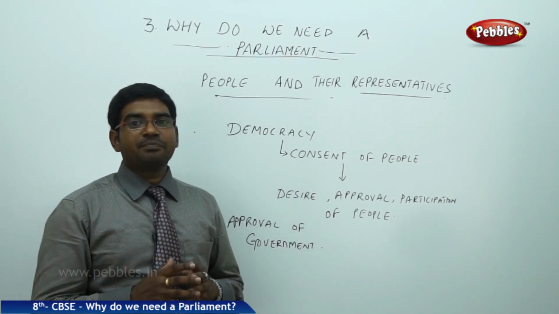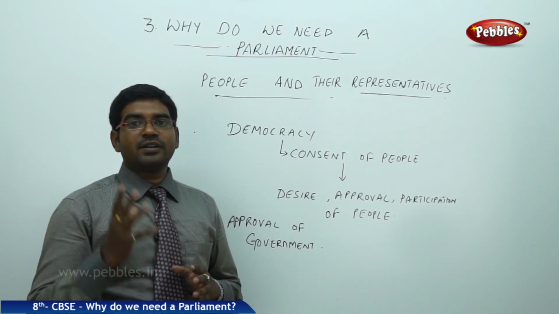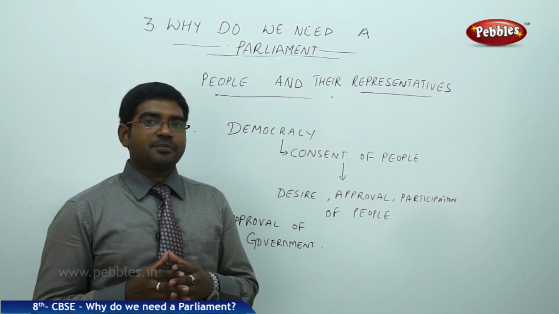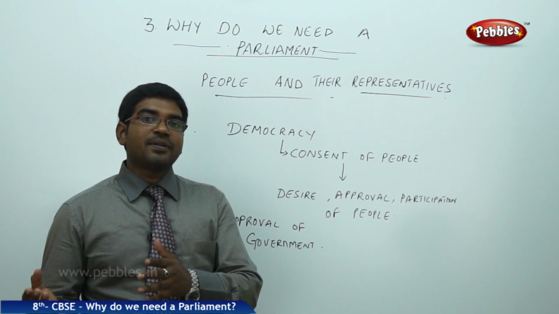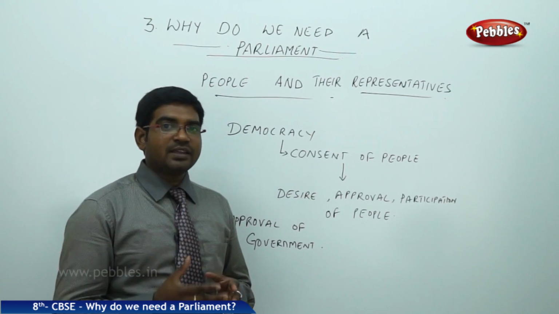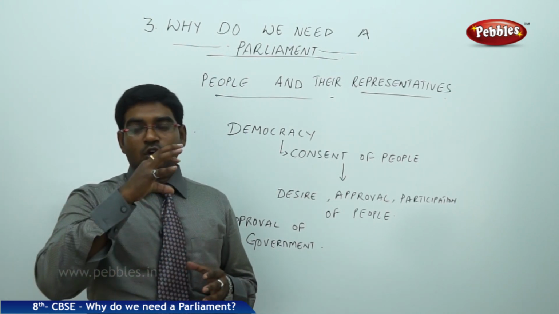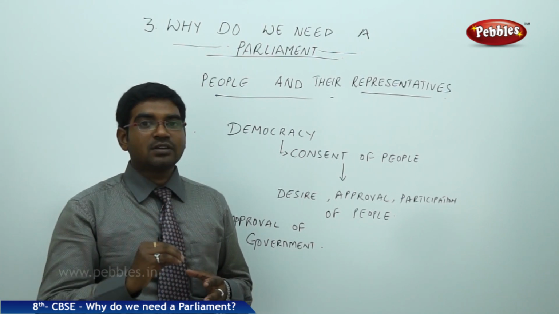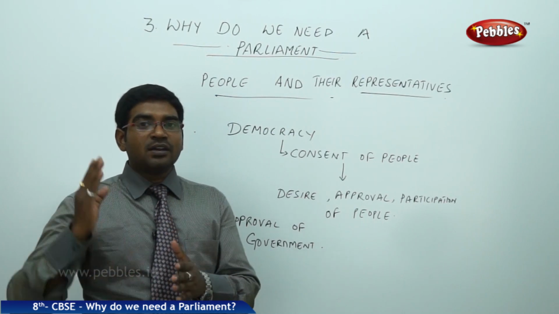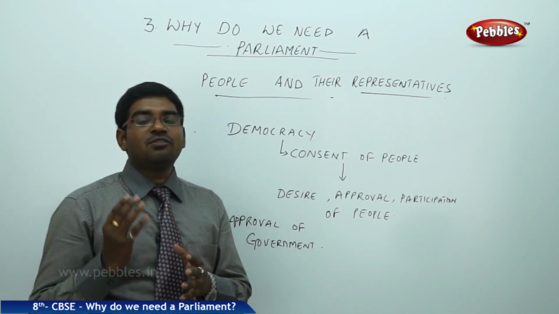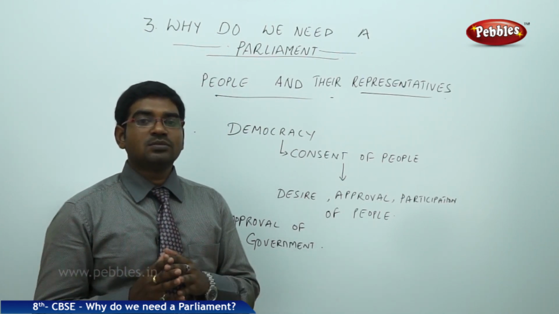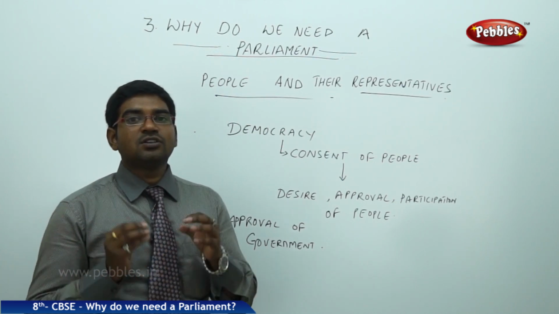Even a single penny cannot be spent without the approval of the Parliament. All the members of the Parliament are representing the actual population. They are people's representatives, either directly or indirectly. So when the government's actions are questioned, discussed, debated and approved in the Parliament, it is nothing but people approving the decisions of the government through Parliament, through their representatives. So that is how the approval of the government is done by the people.